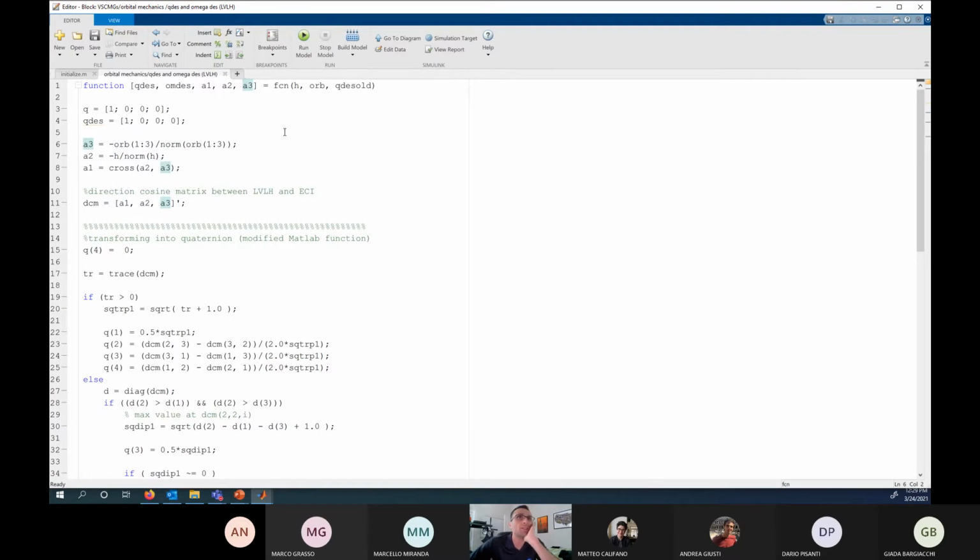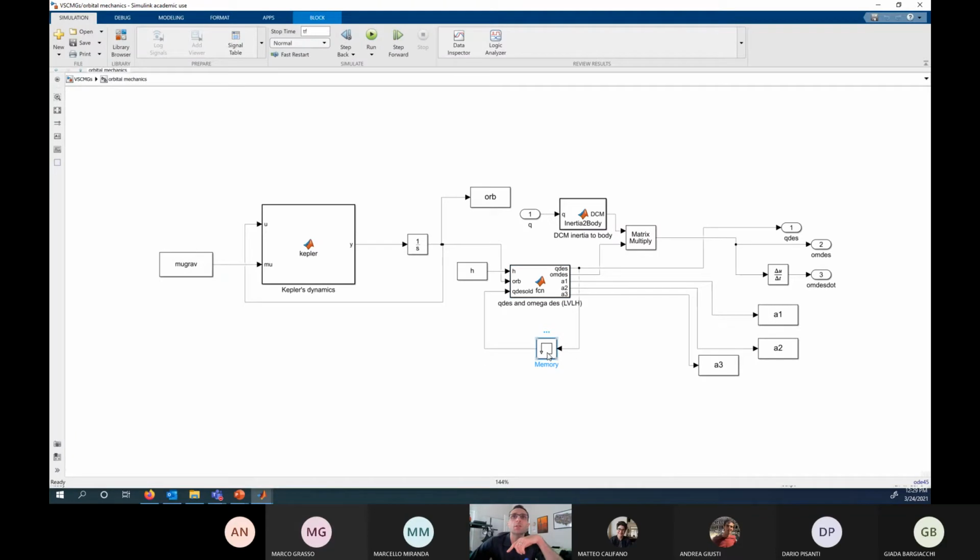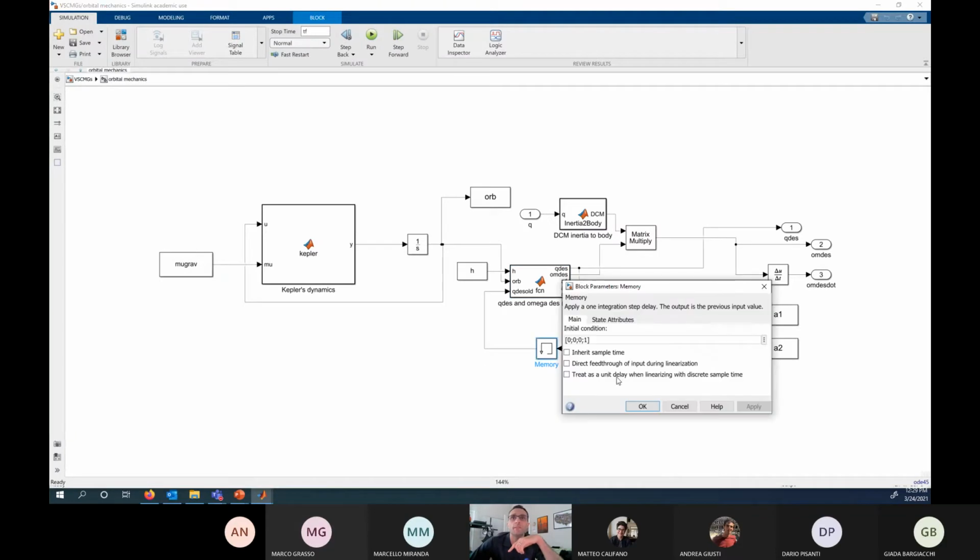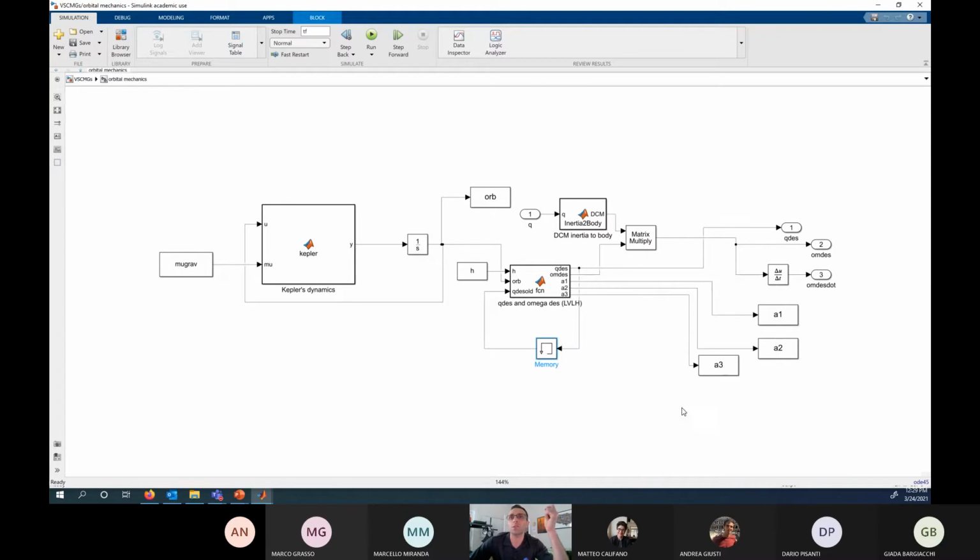So this function here takes as an input the orbital information, so position and velocity, everything, the angular momentum of the orbit, which is a vector, and the old desired quaternion. So the one computed at the previous time step. If I go back here, there is a memory block here, initialized to the 0001 quaternion, that feeds back the previously computed desired quaternion.